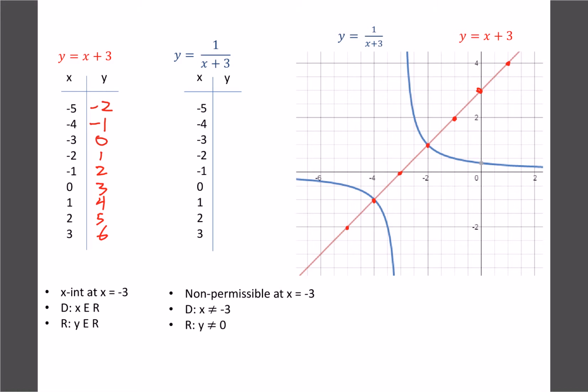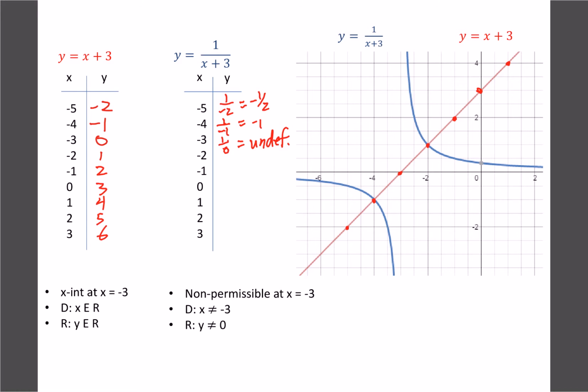Now let's do the same thing for the 1 over. If we plug a -5 in, we'd get 1 over -2, or -1/2. If we plug in a -4, we'd have 1 over -1, which is -1. Let me write those out the way I just said it. So we'd have 1 over -2, which would be -1/2. For -4, we'd have 1 over -1, which is -1. For -3, we'd have 1 over 0, which is undefined. We can't divide by 0.